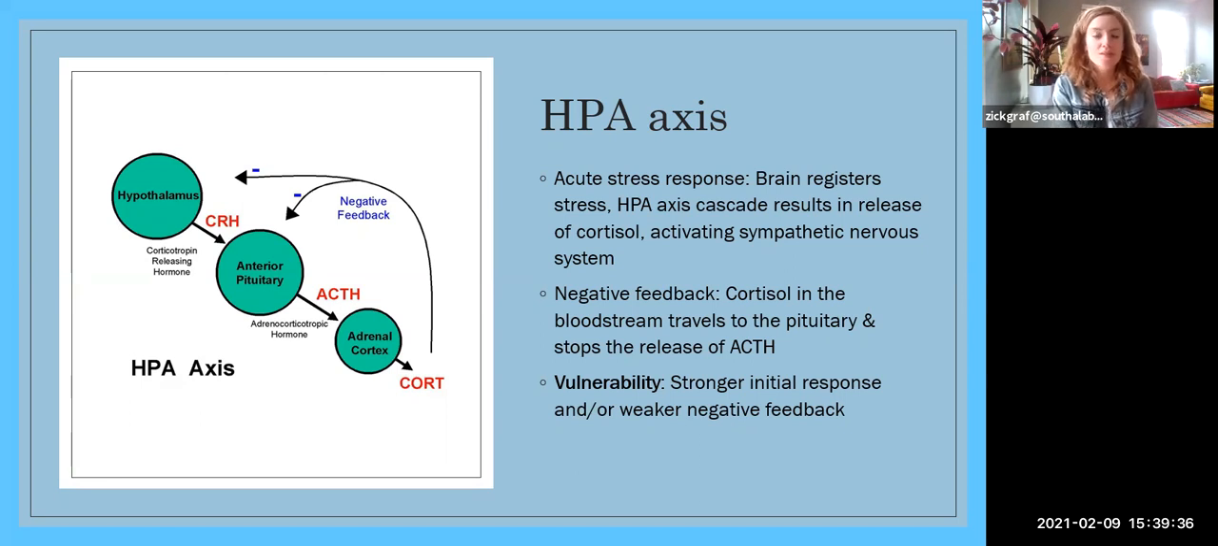So individual differences in the strength of that initial response, the amount of cortisol that our brain tells our body to produce, or individual differences in the ability of the hypothalamus and anterior pituitary to respond to those negative inhibitory feedback mechanisms and stop producing CRH and ACTH in response to cortisol, can influence how intense and how long-lasting our stress response is.